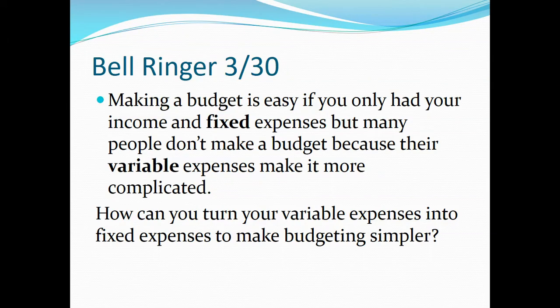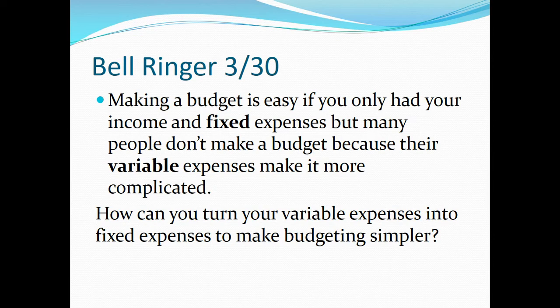Making a budget is easy if you only had your income and fixed expenses, but many people don't make a budget because their variable expenses make it more complicated. How can you turn your variable expenses into fixed expenses to make budgeting simpler?